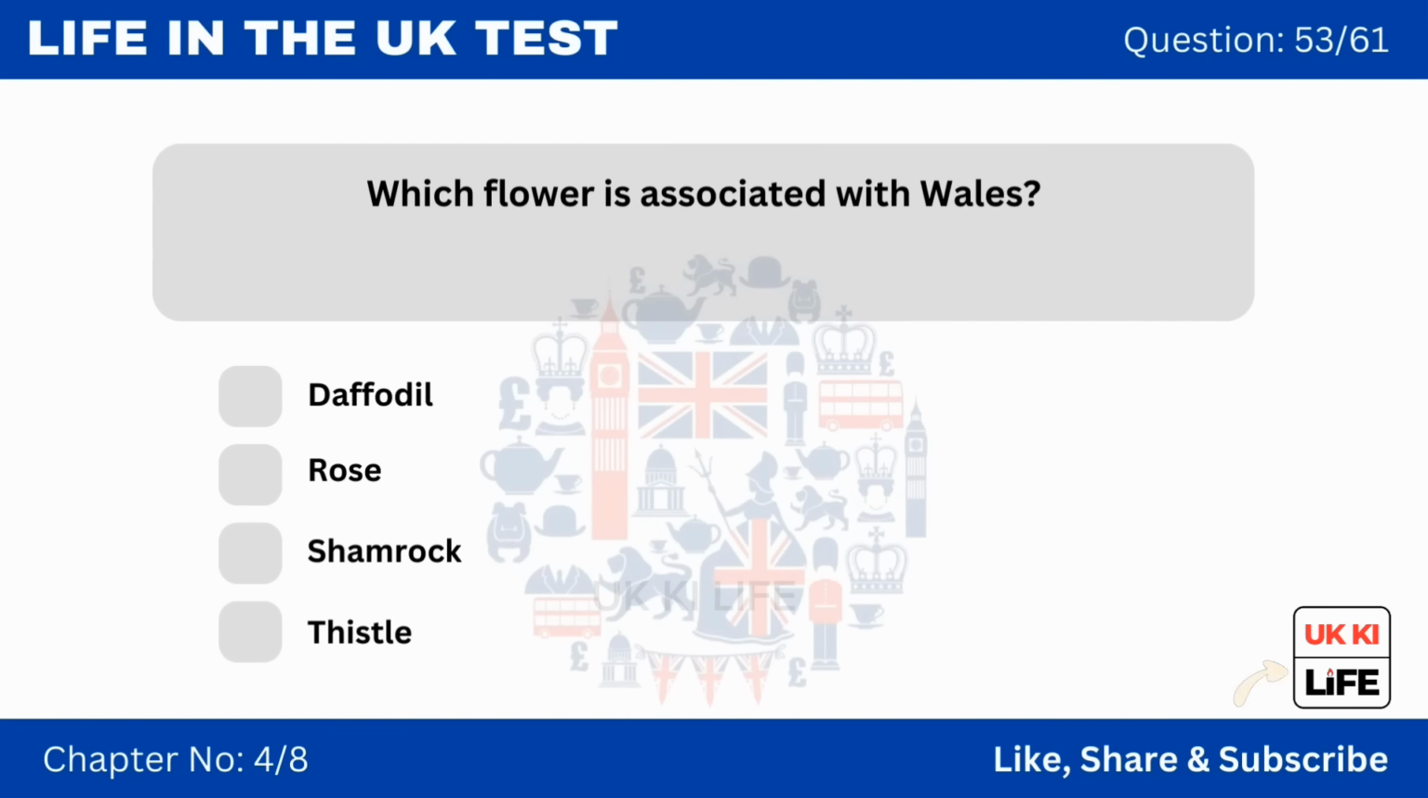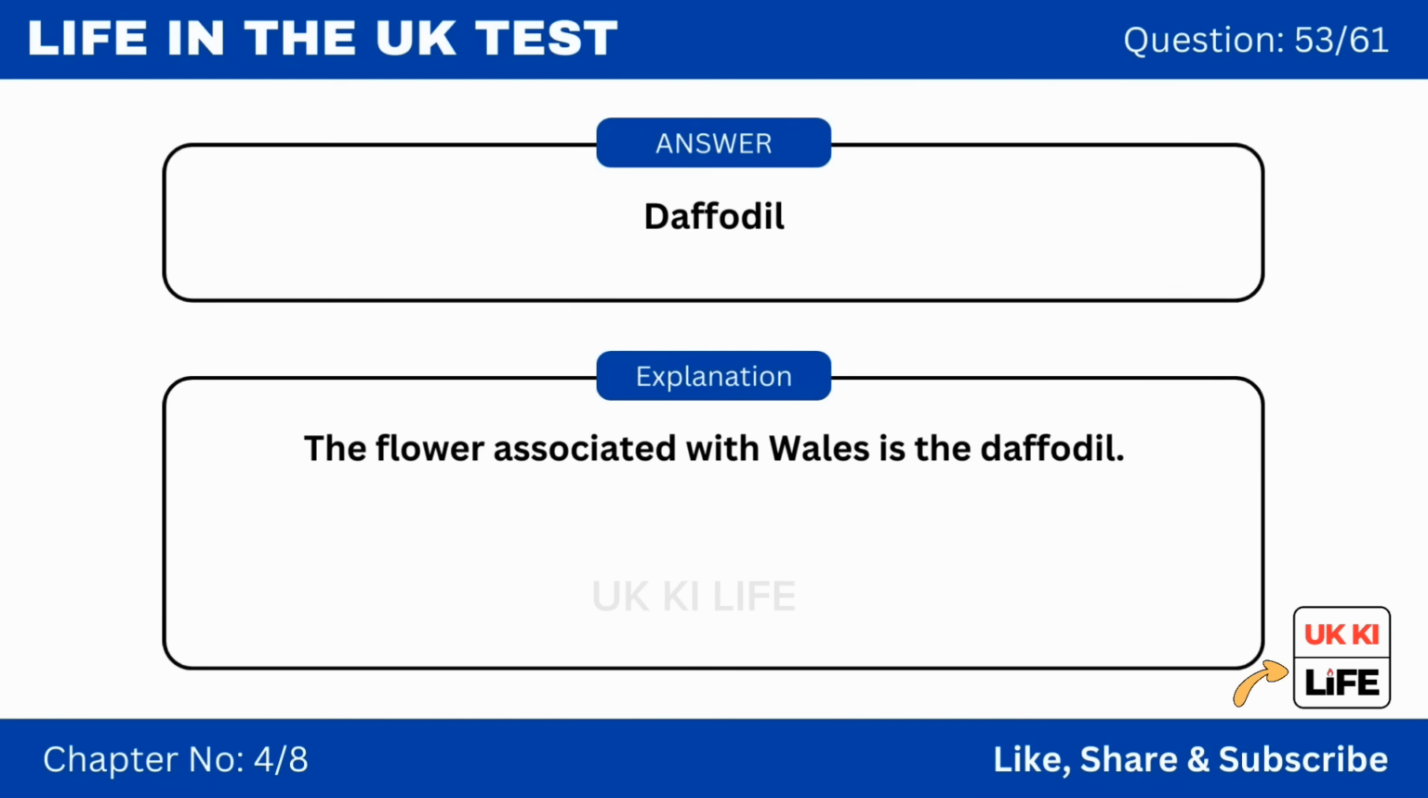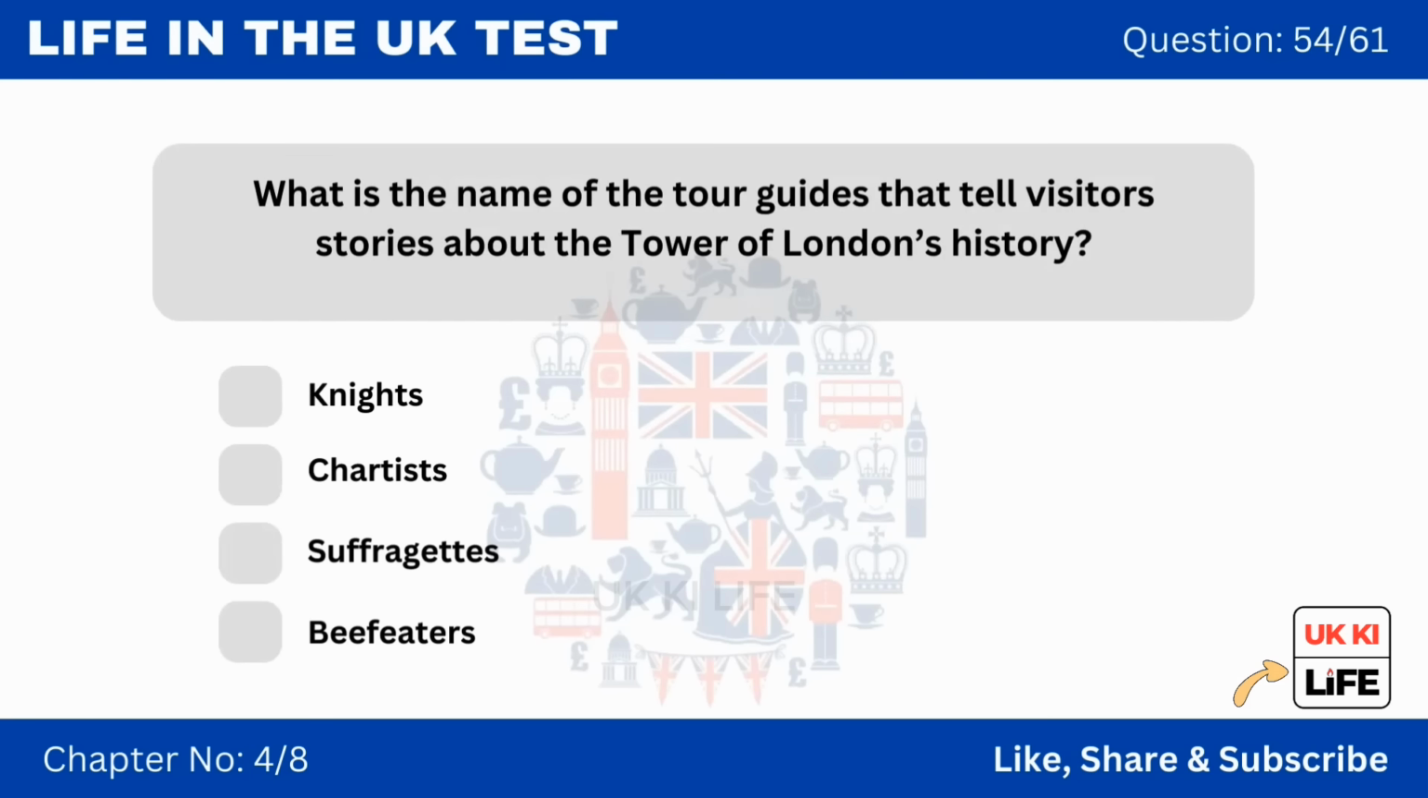The correct option is A. Explanation. The flower associated with Wales is the daffodil. Question 54. What is the name of the tour guides that tell visitors stories about the Tower of London's history? Knights, Chartists, Suffragettes, Beefeaters.